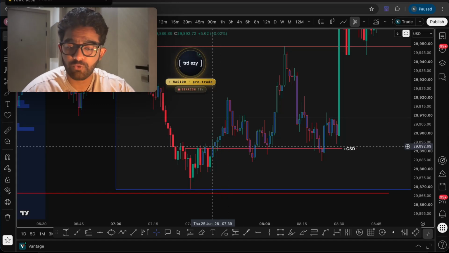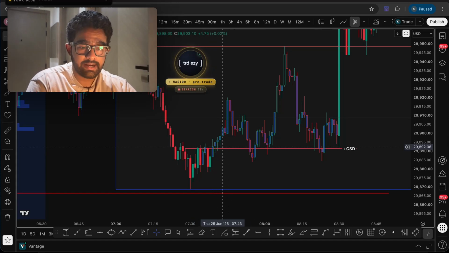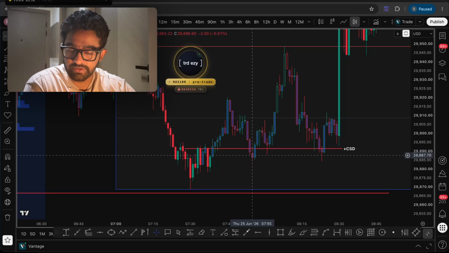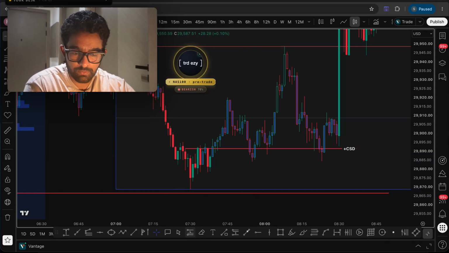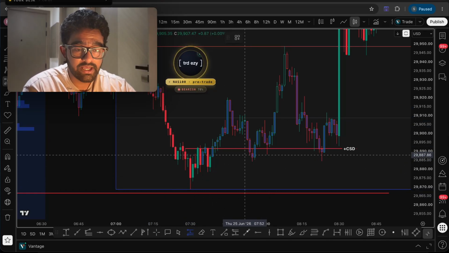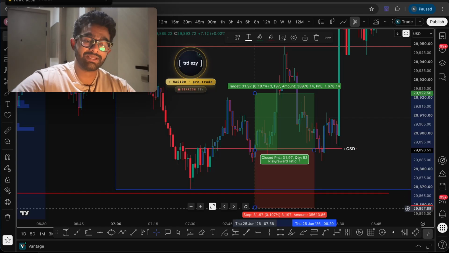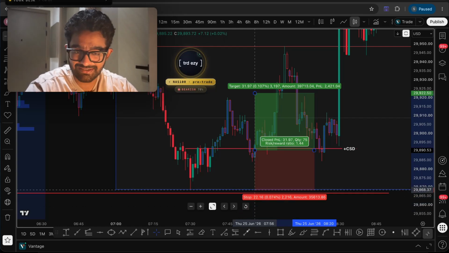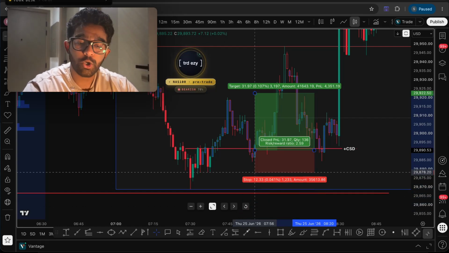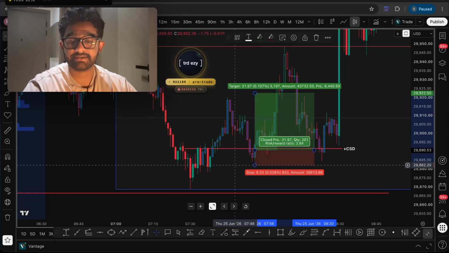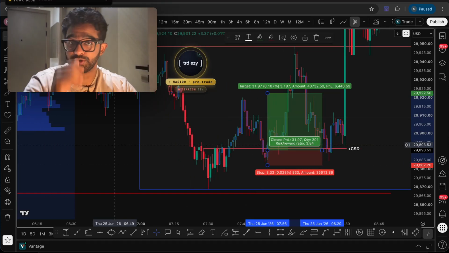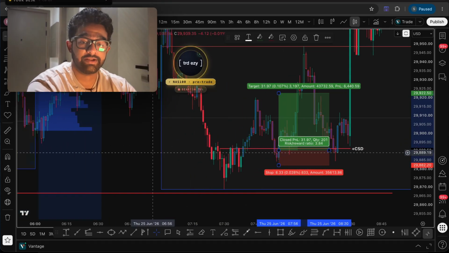Ideally, we want price to form an external range demarker, and we can see that price does that right over here. Now, the moment the external range demarker forms, you're going to buy right there, and you're going to keep your stop either below the CSD formation around here, or right below the external range demarker. Now, if you are a risk taker, you'll be keeping your stop loss below the external range demarker.